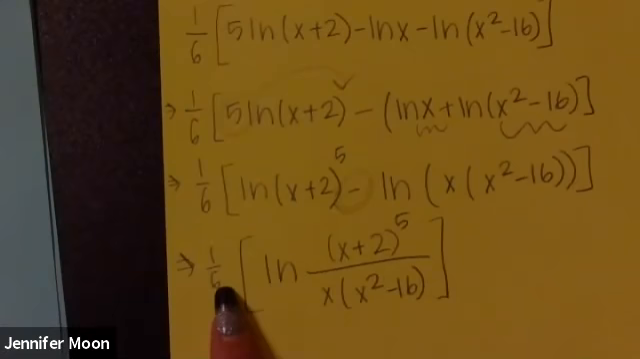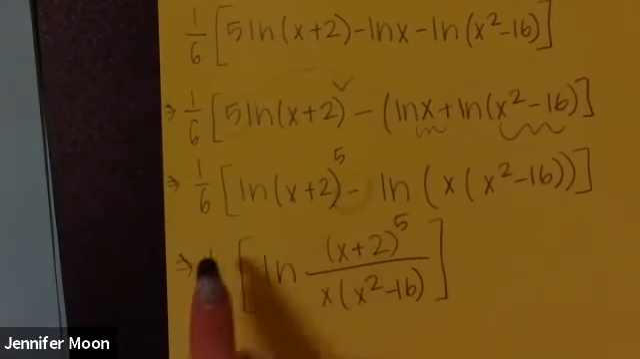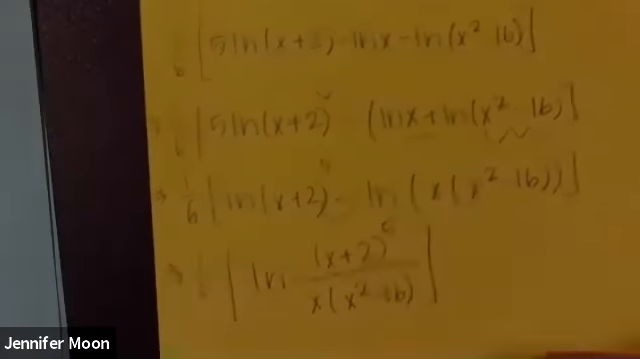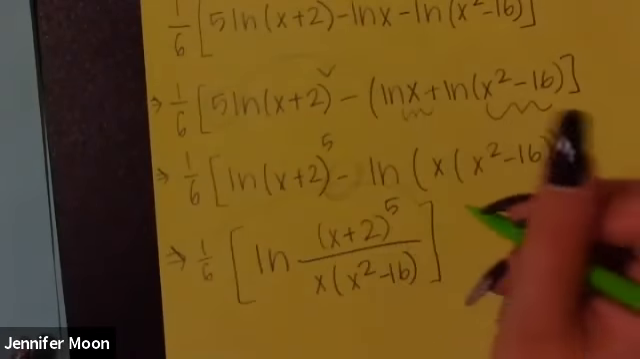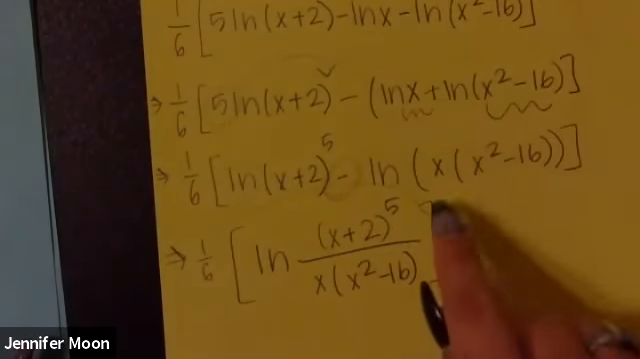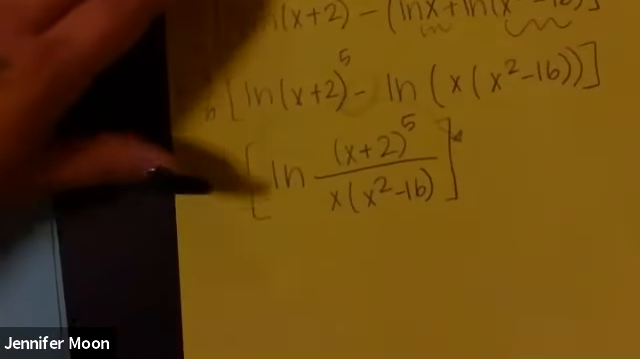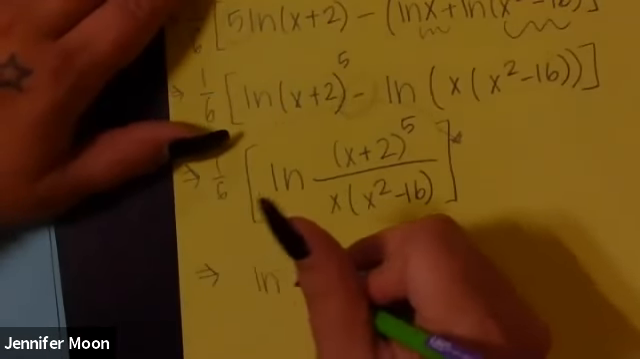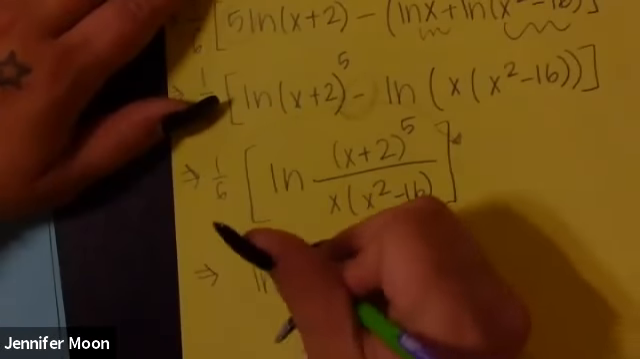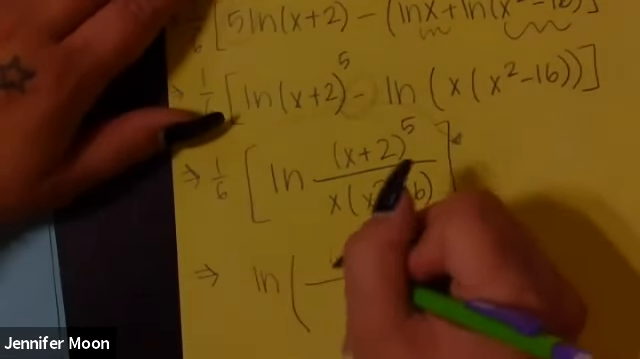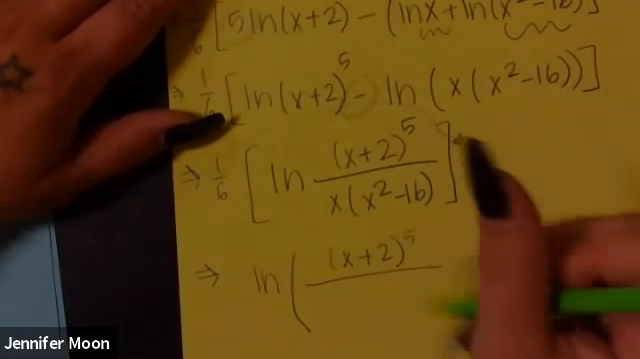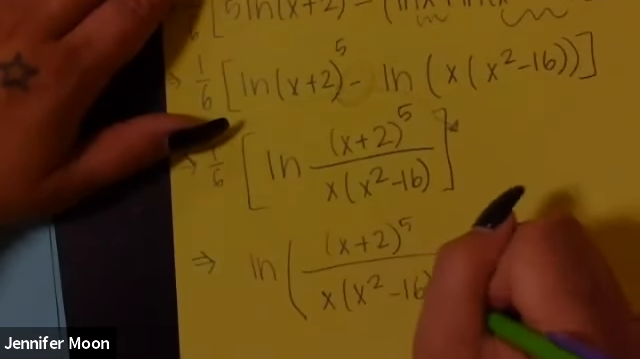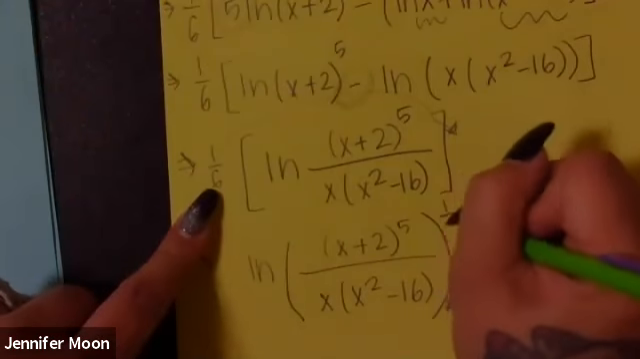But I do notice that this is a coefficient, even though it's a fraction, it's still a coefficient multiplying this. So what coefficients do is they become powers, right? Coefficient to a power. So I'm going to make this, ooh, I missed, right here. That's my power right there, right? Let me rewrite this. What I get is natural log of, okay, it's going to have a power, right? So put your parentheses, do your fraction bar, x plus 2 to the 5th over x times x squared minus 16, close the big one. I have a 1/6 power.